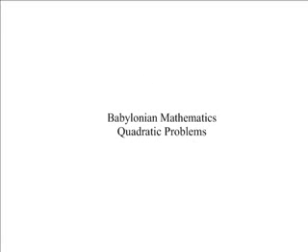Babylonian Mathematics, Quadratic Problems, Example 8.4. Solve for x if 2x squared minus 13x plus 6 is equal to 0.